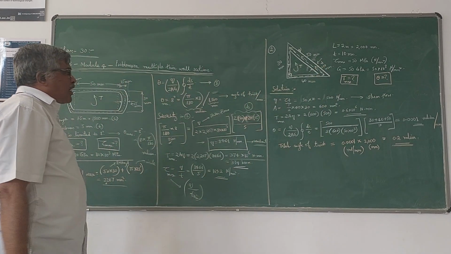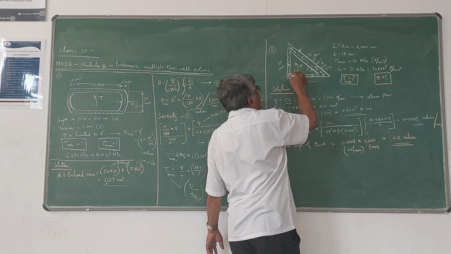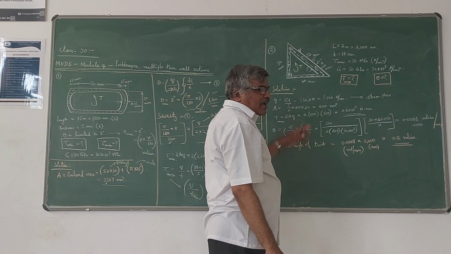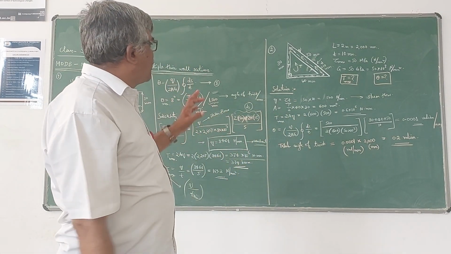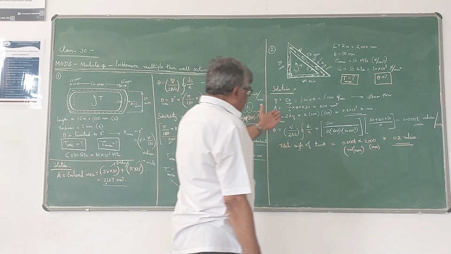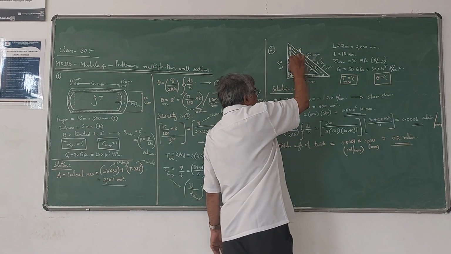So 500 Newton per mm, and the enclosed area. You know the center line. The enclosed area is a triangle portion, so half into base into height. That is half into 40 into 30, which comes out to be 600 millimeter square. That is this enclosed area.